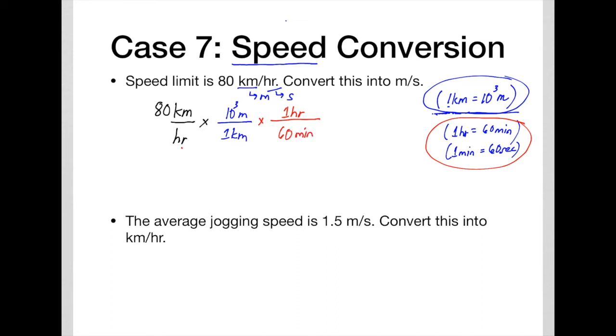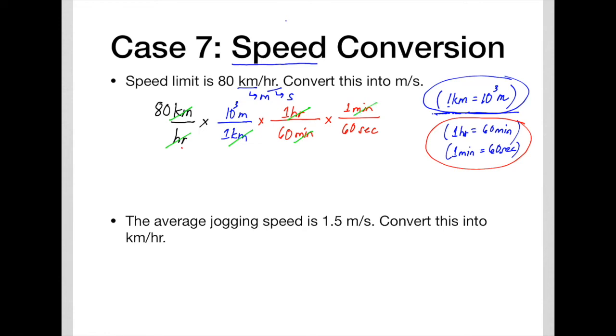Why do I write the hour on the top? Simply because I need to cancel this hour. The hour is on the bottom, and I will write the hour on the top here, and then my kilometer, and then kilometer. Next, since I want to express it in seconds, I have here 1 minute and then 60 seconds. So I could now cancel the unit of minutes.